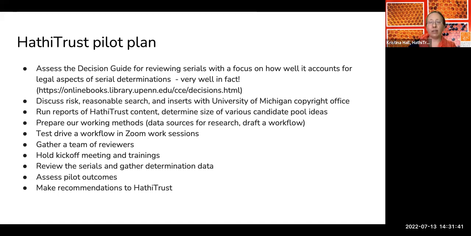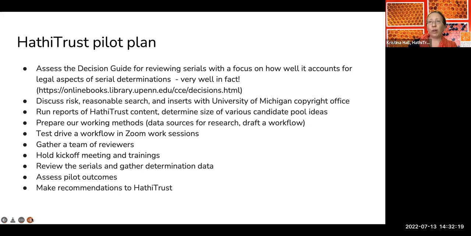The next thing that we had to do was discuss risk, reasonable search, and inserts with the University of Michigan Copyright Office, because we were determining that other stuff and what the risk might be. We selected a candidate pool, and we chose to go with US local and history content because we thought it would not be super easy, but also had a high chance of being public domain and would give us a variety of ideas of what we might run into in doing other types of serial content.